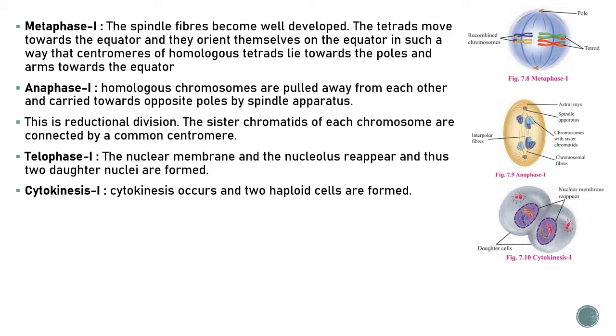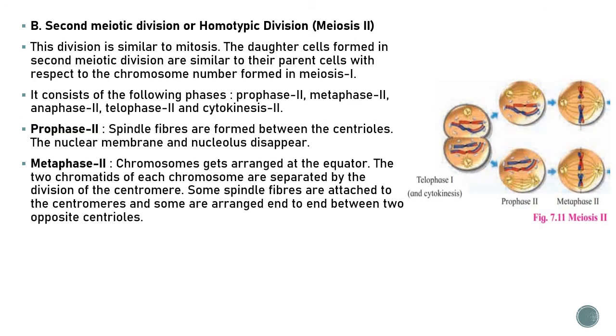So let's see the second meiotic division, which is called homotypic division. Homo means same or equal. It is called meiosis second. During this division, the two haploid cells formed during meiosis first are divided further into four haploid cells. This division is similar to mitosis.